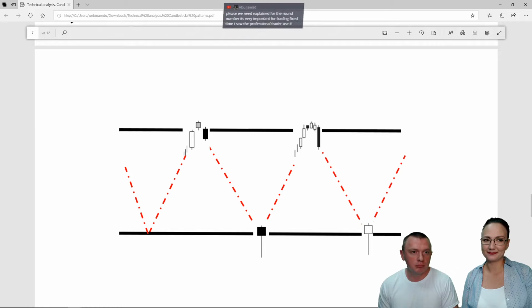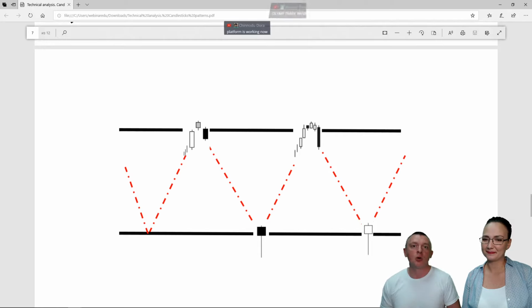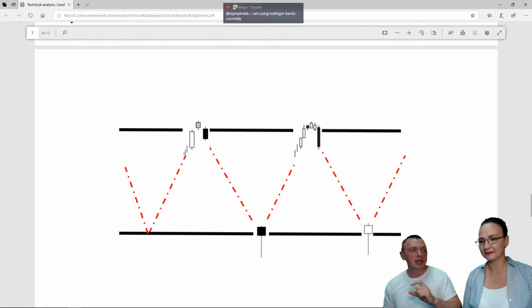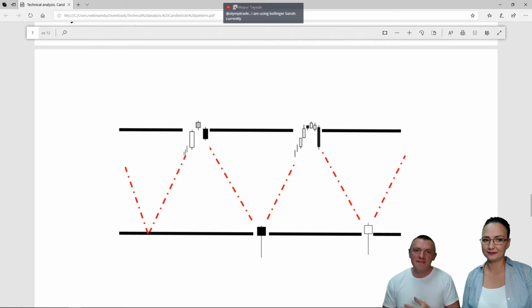Okay, well, please, we need an explanation for the round numbers. Well, as for the round numbers, my friends, usually levels are set around round numbers. Why so? Because it's in trading psychology, in human psychology, to use round numbers. So if you see, for example, that the price is rising and it's near like $100, and just a little bit below, there is a very high probability that the resistance line can be around $100.